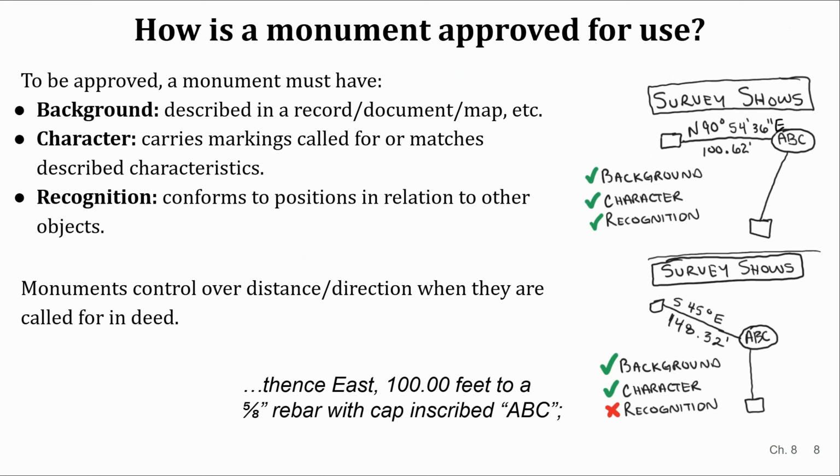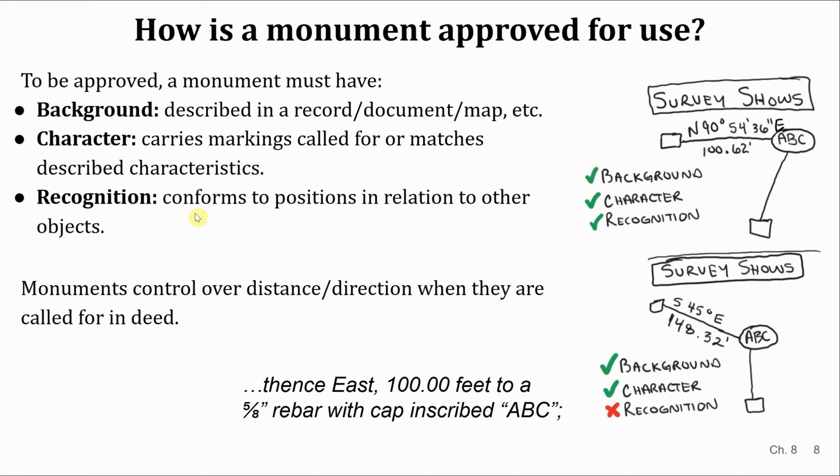A monument can be accepted when it has 3 items: background, character, and recognition. So basically, it needs to be described or called for in a record. It has to actually look like the thing called for or match its description. And then recognition means it needs to conform to the positions in relation to other items in the description or in the map or whatever.